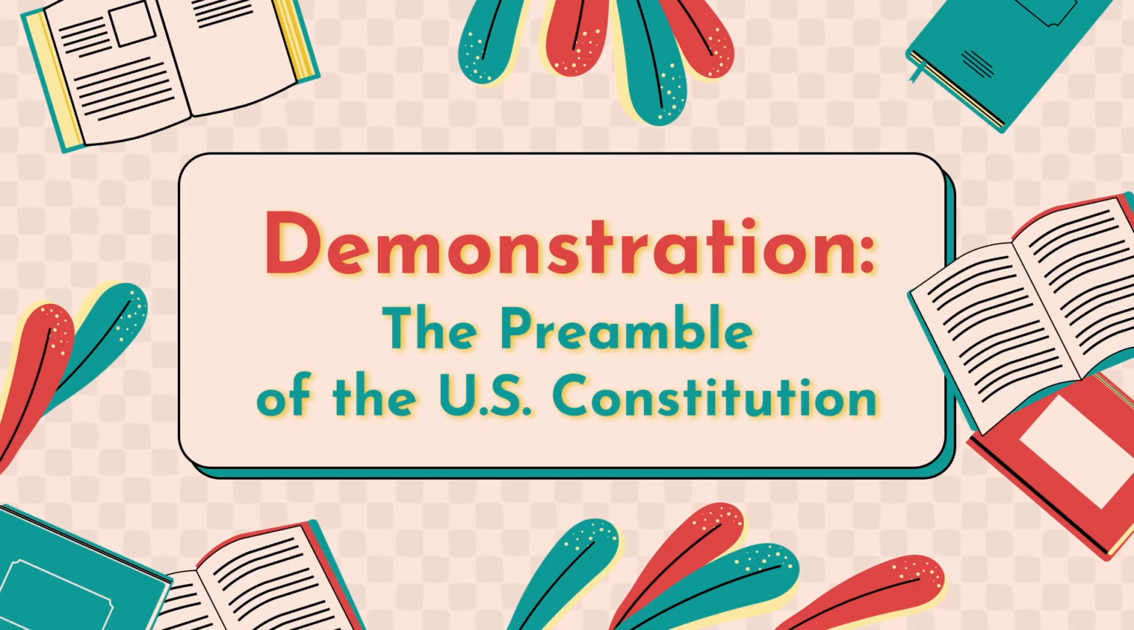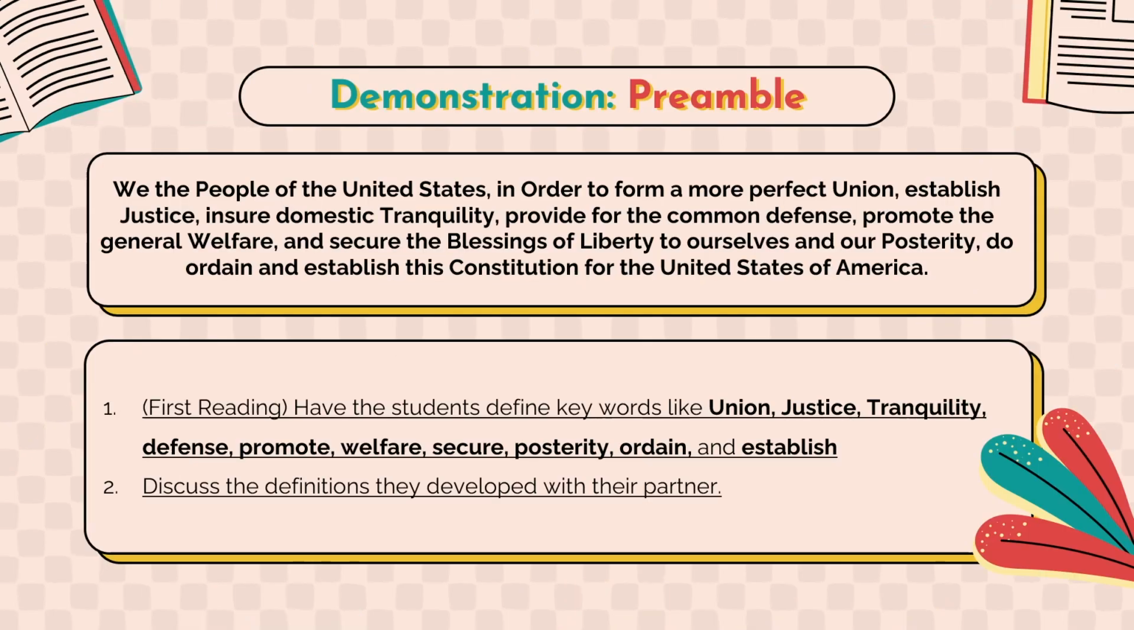So here's a demonstration using the preamble to the U.S. Constitution. Within the first reading, I would have the students define keywords like union, justice, tranquility, defense, the word promote, welfare, security, prosperity, ordain, establish, and have them come up with a definition using both their background knowledge as well as the text itself. And then I would have them discuss those definitions with their partner.